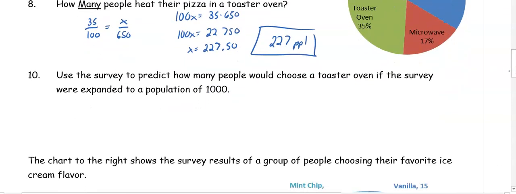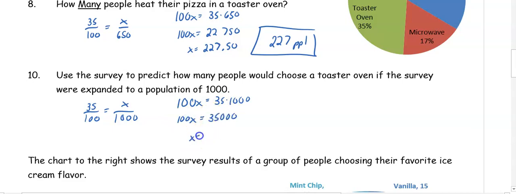Number 10, use the survey to find how many people would choose the toaster oven if it was expanded to a population of 1,000. So we have 35 out of 100 equals x out of 1,000 people. So we cross multiply: 100x equals 35 times 1,000. So 100x equals 35,000. When we divide by 100, we get 350 people.